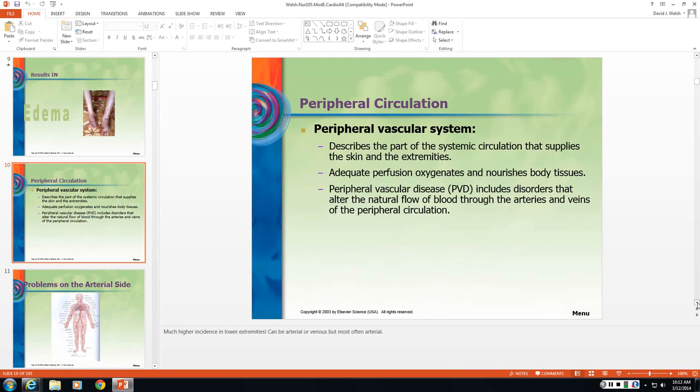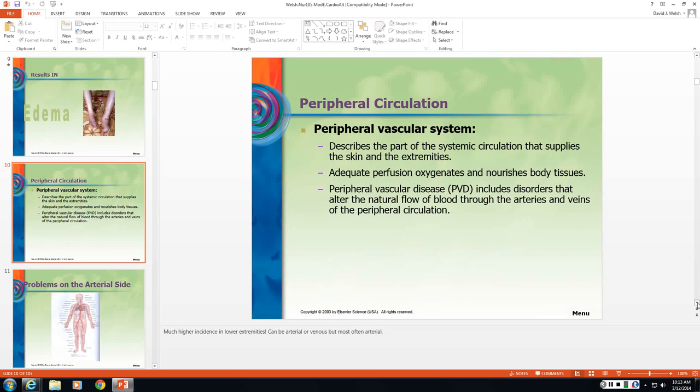So, peripheral circulation. Let's look at the peripheral vascular system. Basically, it describes the part of the systemic circulation that supplies the skin and extremities. It also helps to provide adequate perfusion, oxygenates and nourishes the body tissues. The peripheral vascular disease includes disorders that alter the natural blood flow throughout the arteries and veins of the peripheral circulation.